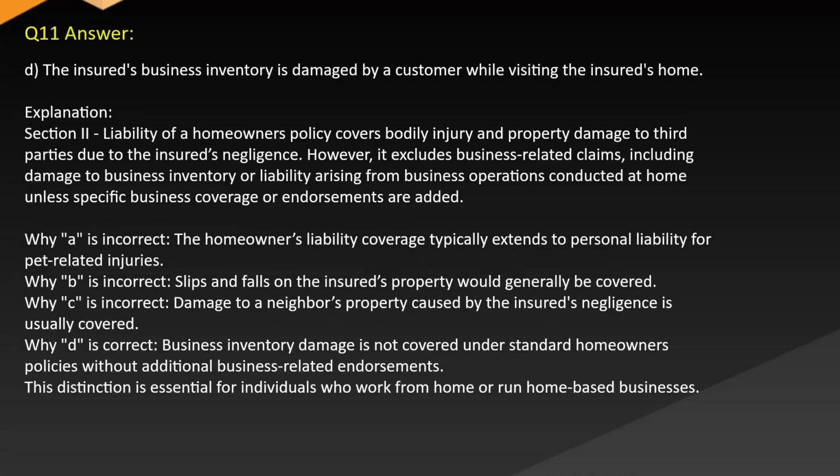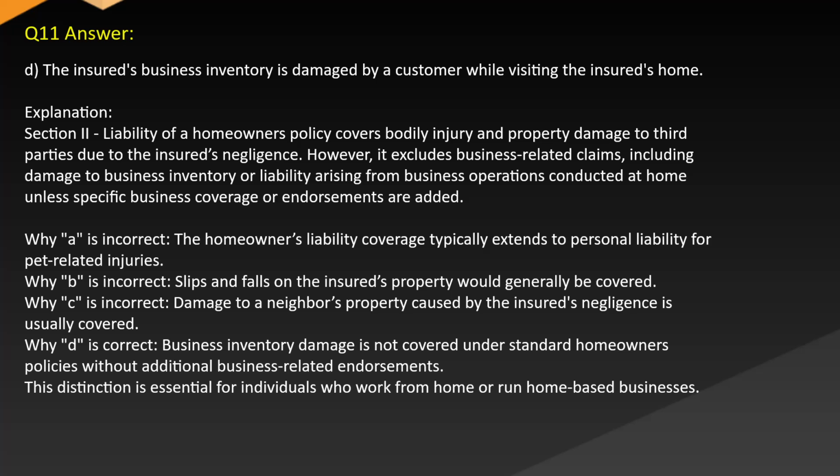Answer: D. The insured's business inventory is damaged by a customer while visiting the insured's home. Explanation: Section II liability of a homeowner's policy covers bodily injury and property damage to third parties due to the insured's negligence. However, it excludes business-related claims, including damage to business inventory or liability arising from business operations conducted at home unless specific business coverage or endorsements are added.